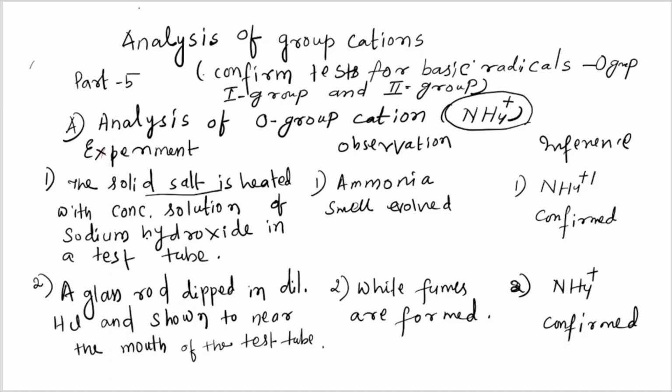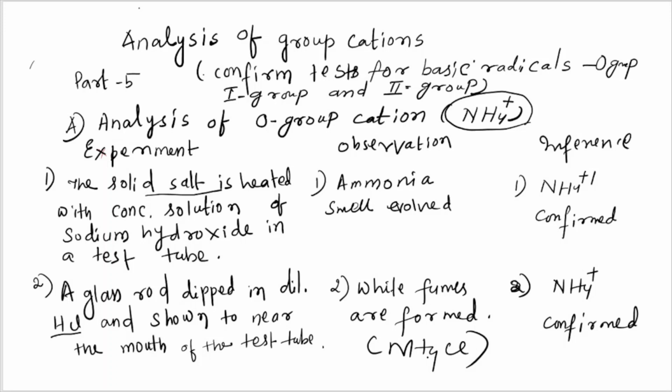Only this test is not sufficient, because in the dry test also it remains as it is. So the other one you will do: the ammonia smell gas evolves, and a glass rod dipped in dilute HCl is shown to the mouth of the test tube, that is, to the ammonia gas. You know this from the 9th, 10th and 11th class also. What happened? White fumes are formed. What are those white fumes? That is ammonium chloride. That means NH4+ confirmed.